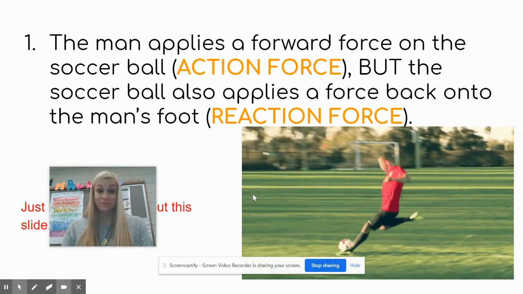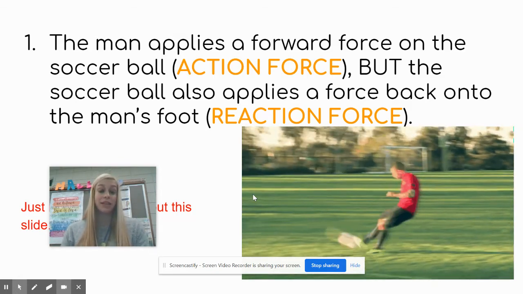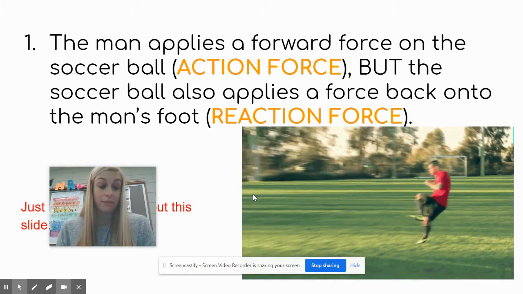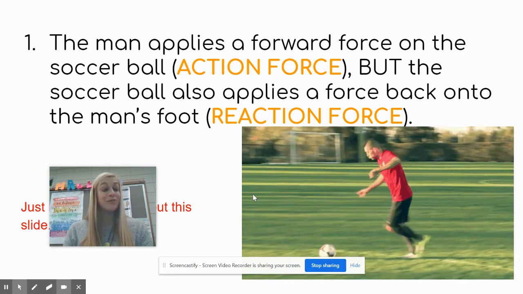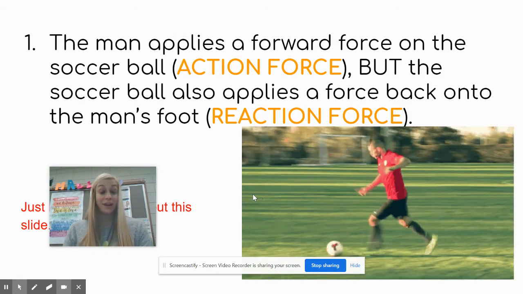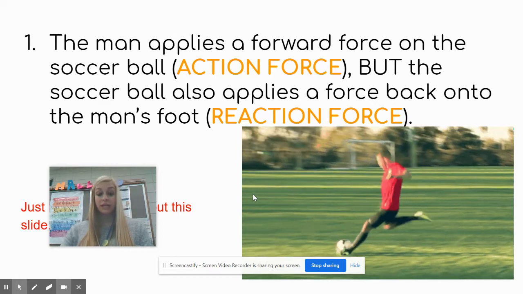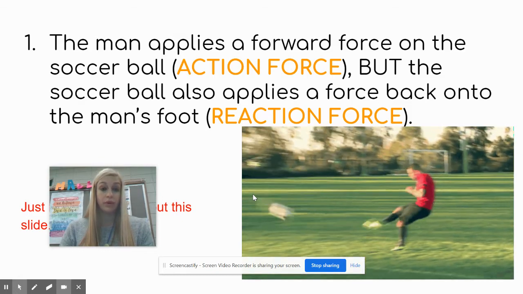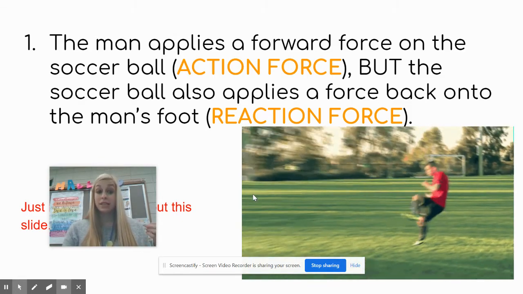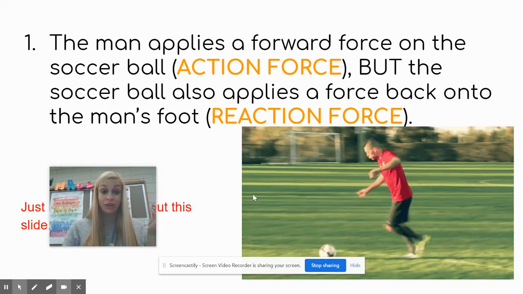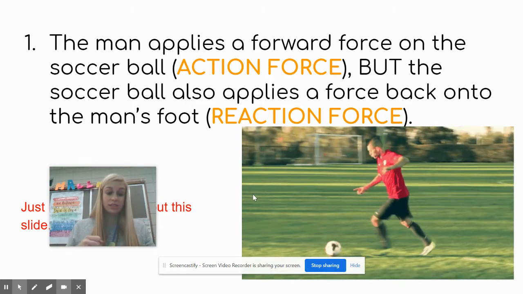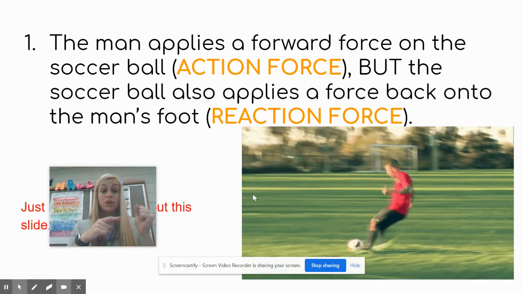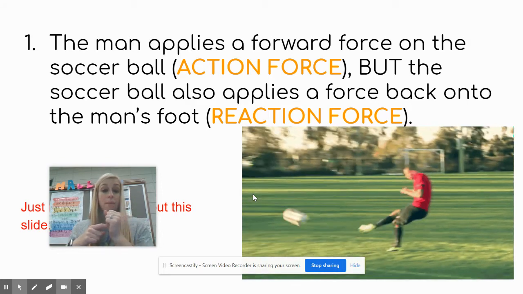All right, this one's tricky. This is one that would be commonly missed. If I asked this, a lot of times I would just get like, you apply a force on the soccer ball. Okay, but what is the reaction? Where's the pair? Where's the second force? So we can see that he is applying a forward force on the soccer ball. But that means that we need an opposite reaction. So if he applies a forward force on the soccer ball, that means the soccer ball is also applying the same amount of force back on him.